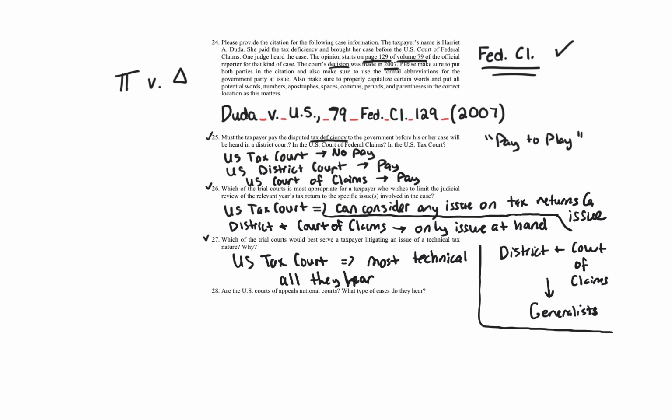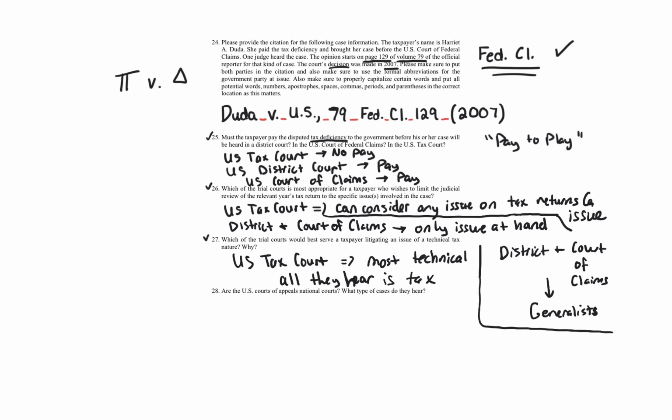So if you're dealing with something that's very technical, like partnership tax or corporate tax, then the U.S. tax court makes the most sense because you want a judge to actually understand the issues at hand, especially if you have a strong argument or you have an argument that makes some sense to a tax practitioner. So all they hear is tax versus, again, the other two trial courts, the district court and the Court of Claims, that's not the case. They are generalists. They hear other things as well. Let's move on to question 28.